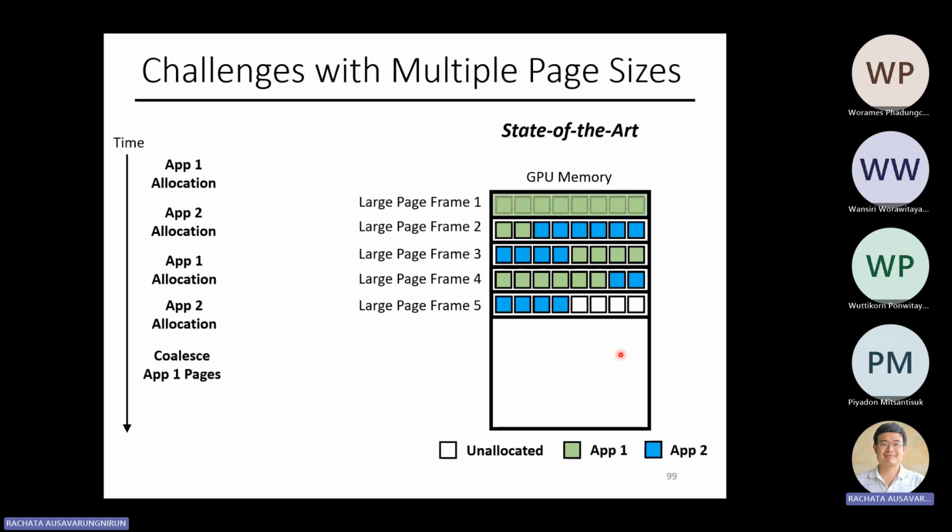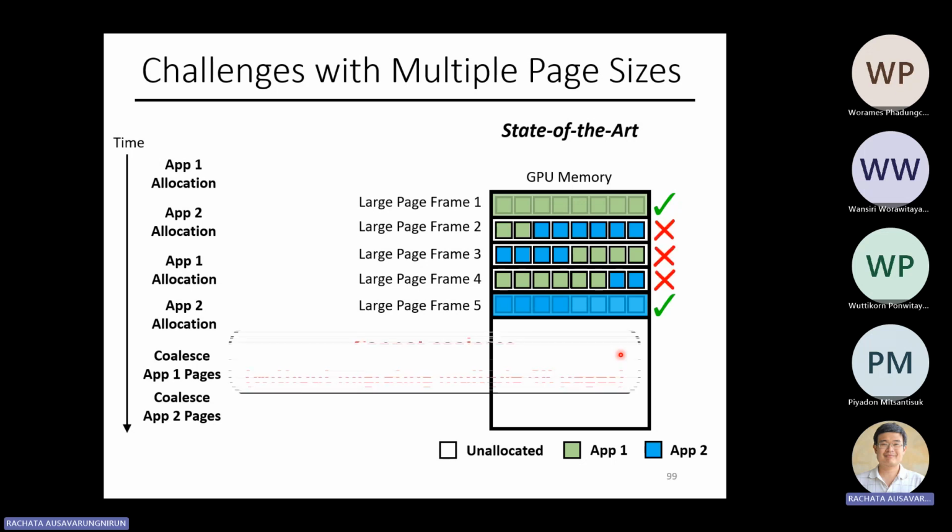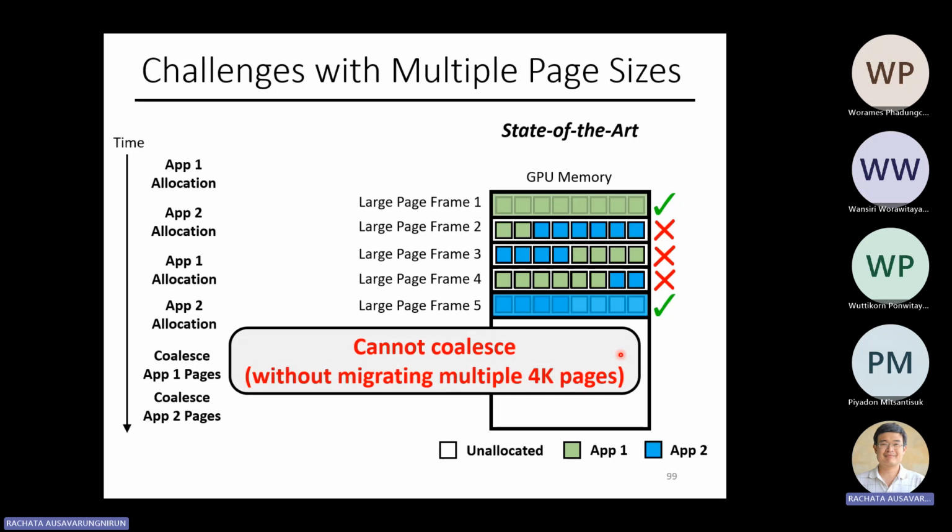You can combine them, but only for the first and the 5th large page. For the other 3, you cannot combine them because they are from 2 applications. If I combine them into the same page, the problem is they're mixing and there's no memory protection. Basically, you are now exposed to the other app. There's a big security issue. So you cannot combine these pages without moving the data.